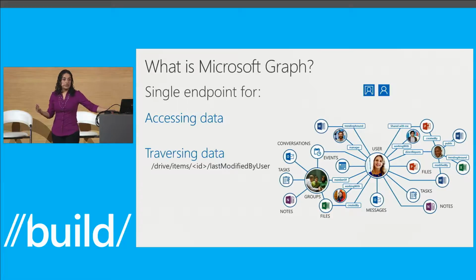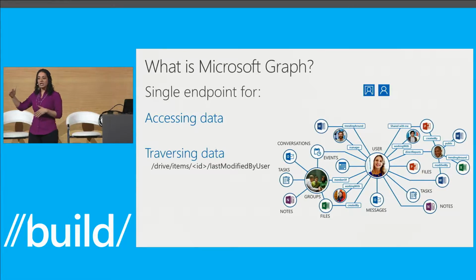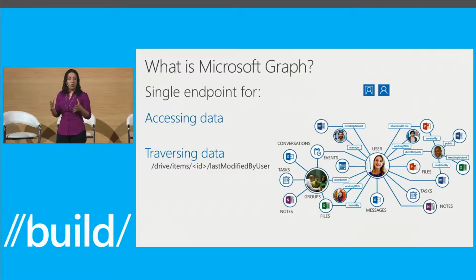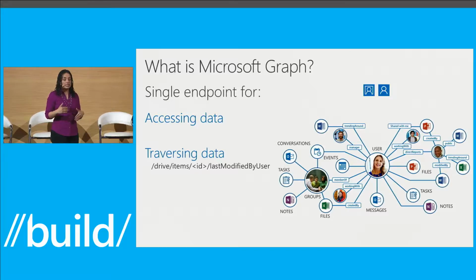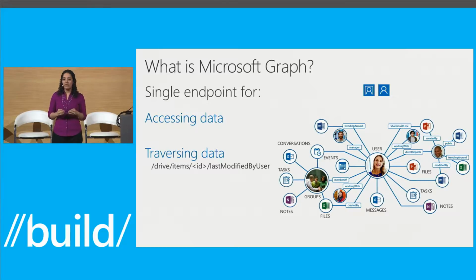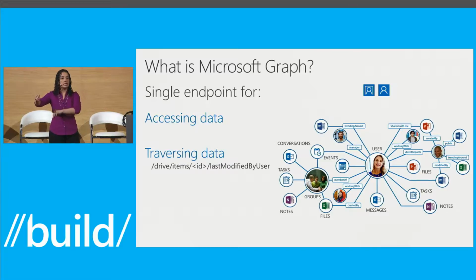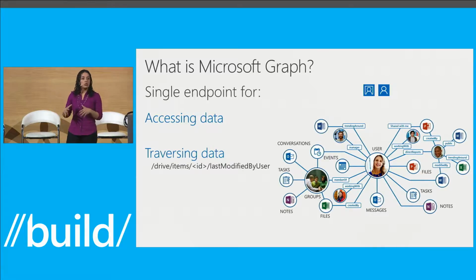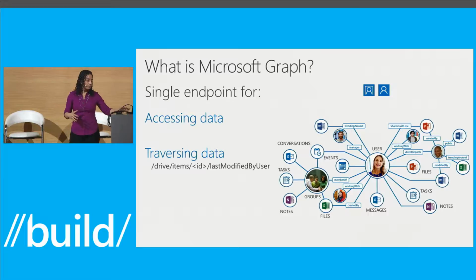And connect that data. So for example, I can do /drive/items to get to the data that is sitting in OneDrive. And then I get the metadata for that particular file and see who was the last person who modified that file and jump directly to their profile. So I'm connecting data that is sitting in multiple services through simple navigations on the API.